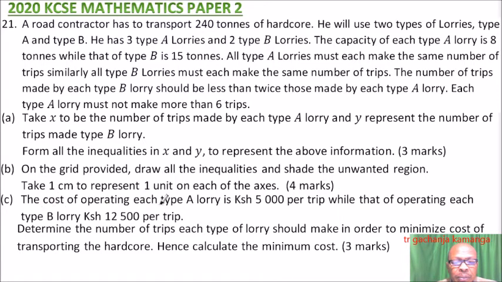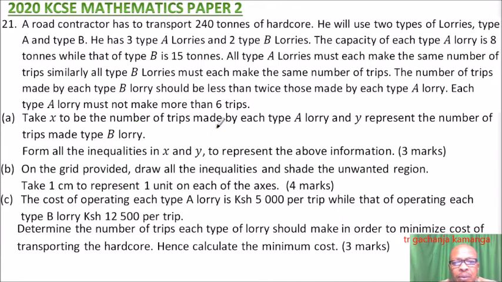Part C, the cost of operating each type A lorry is 5,000 Kenyan shillings per trip, while that of operating each type B lorry is 12,500 Kenyan shillings per trip. Determine the number of trips each type of lorry should make in order to minimize the cost of transporting the hardcore. Hence, calculate the minimum cost. Now, because of space, I have put the grid on another page so that we can have enough space to do the question.